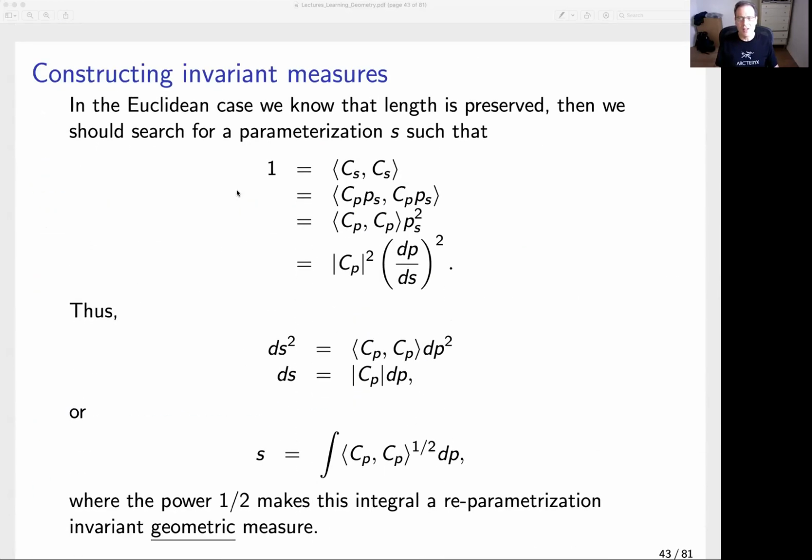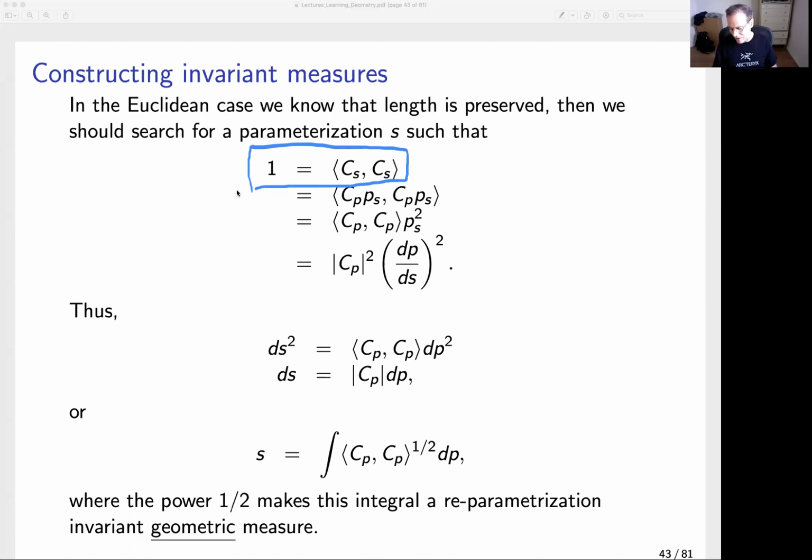So let's do it for the simplest. What we'll do in this lecture is do it for the simplest example. The first one is the Euclidean one. So the invariant for the Euclidean, I'm looking for an arc length S that would preserve length. Why? Because in Euclidean spaces, in Euclidean transformations, length is preserved.